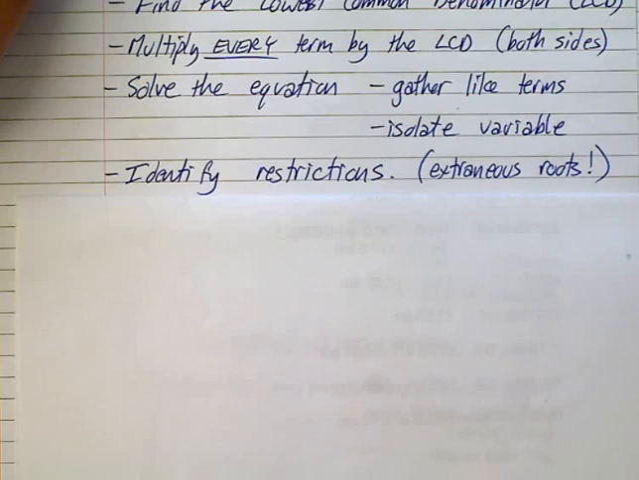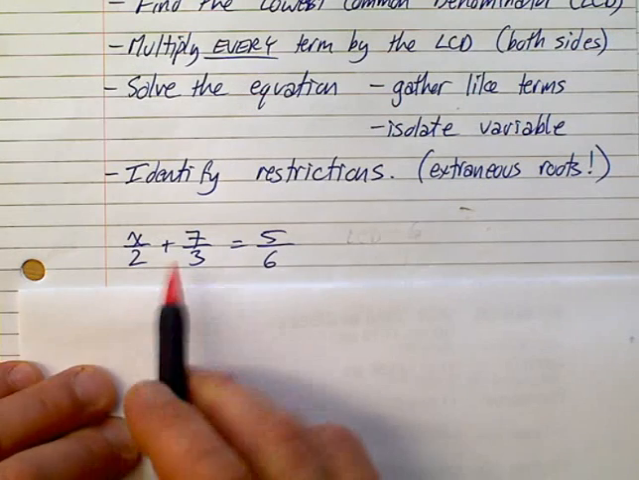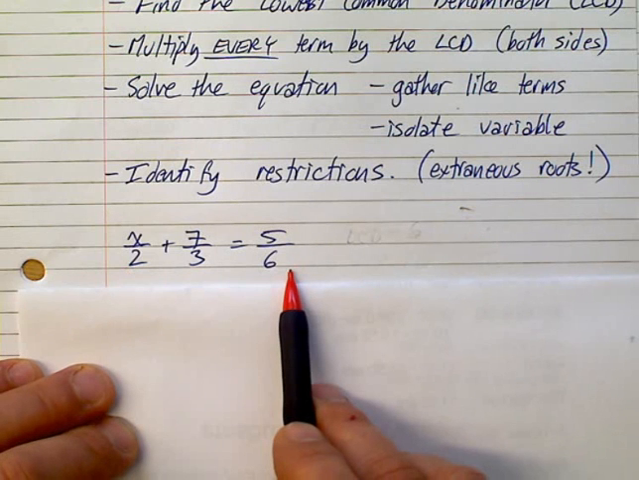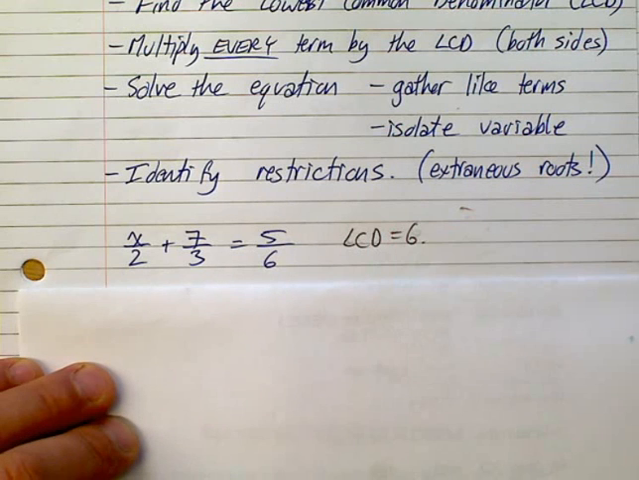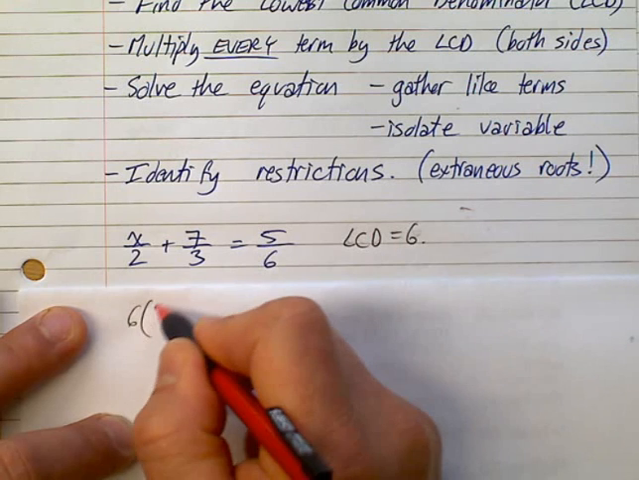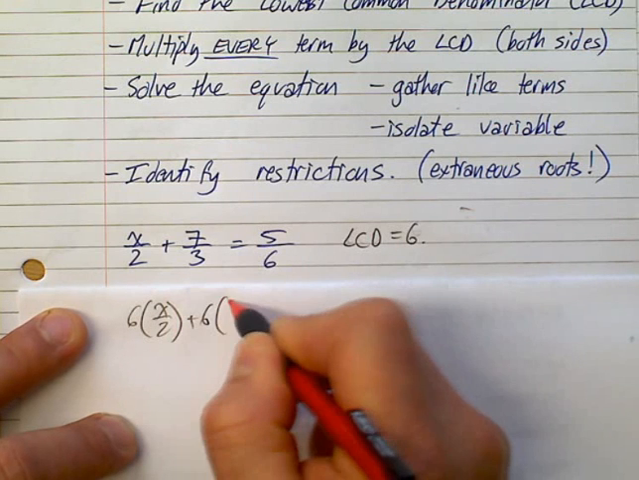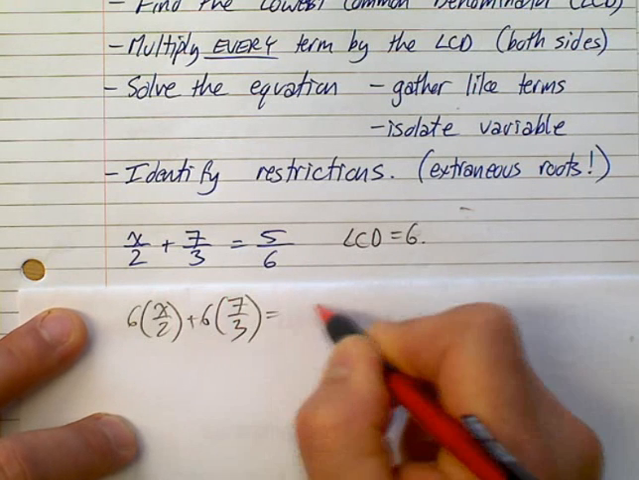So let's start with a relatively easy one. There are no variables in the denominator, but we can find the LCD. Pretty confident, most of you will see that it's 6. So find the lowest common denominator. Now, multiply every term by that LCD. This is what I mean: 6 times x over 2 plus 6 times 7 over 3 is equal to 6 times 5 over 6.